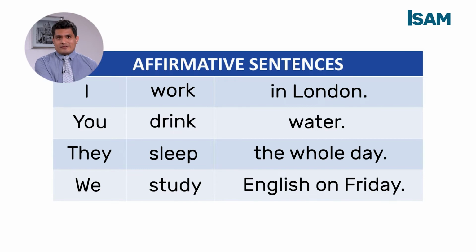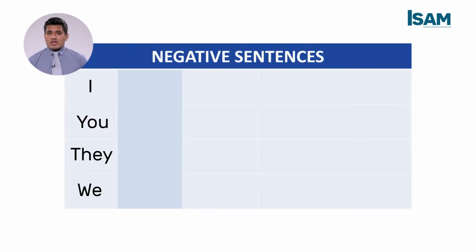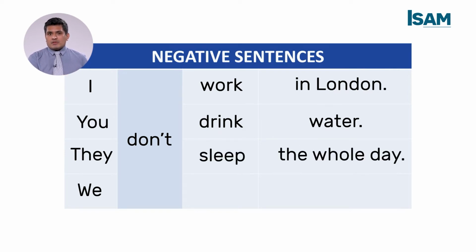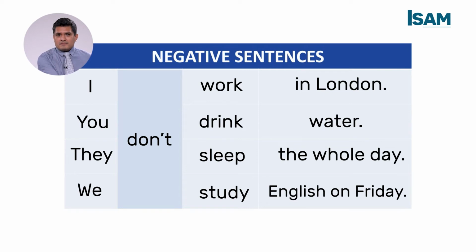But if we want to make negative sentences using the subject pronouns I, you, they, or we, we are going to use the auxiliary don't. I don't work in London. You don't drink water. They don't sleep the whole day. Or we don't study English on Friday.